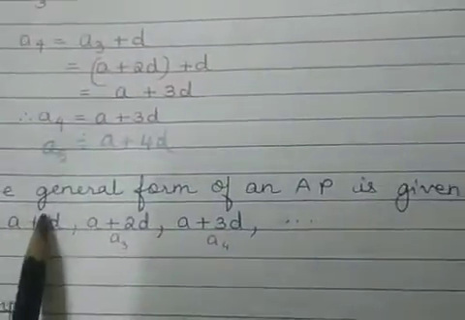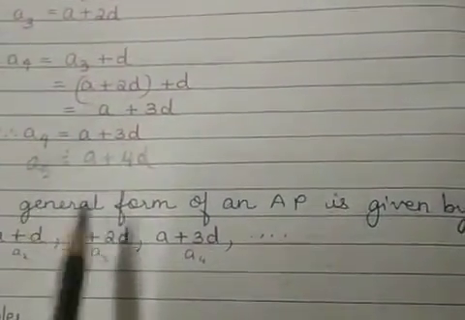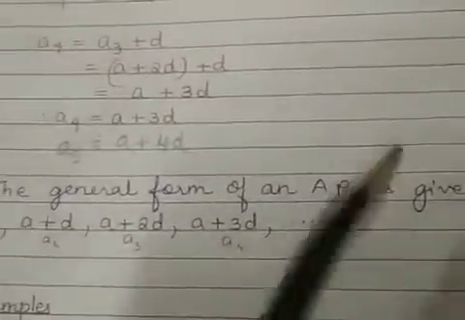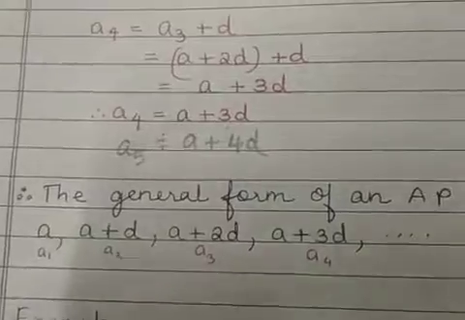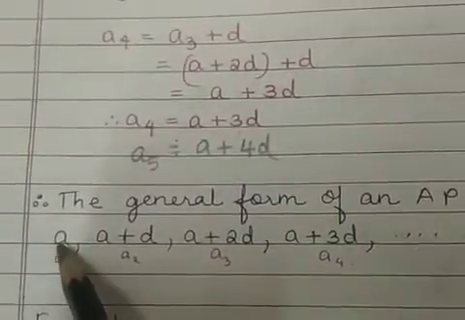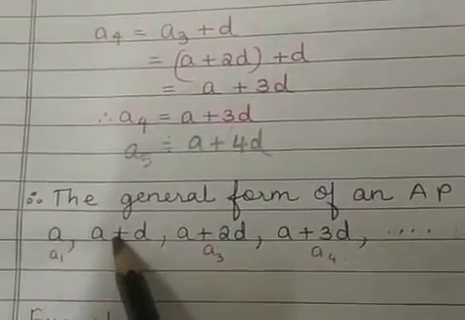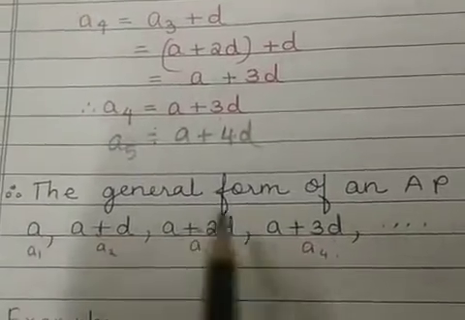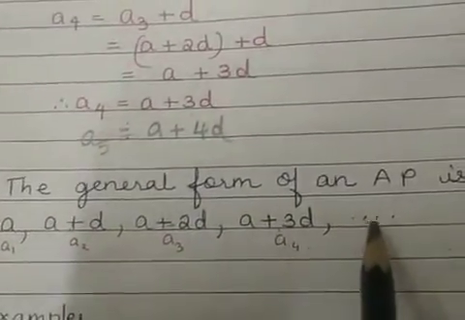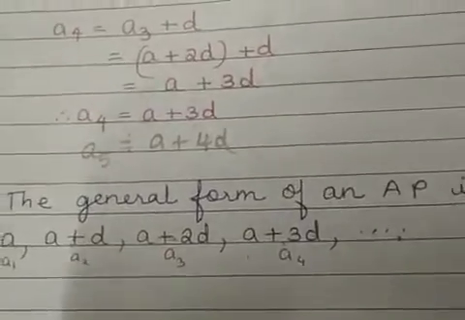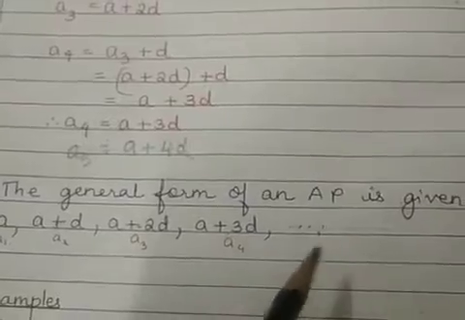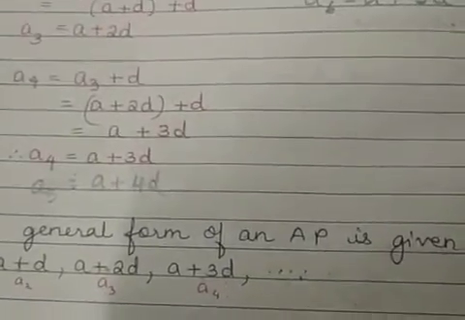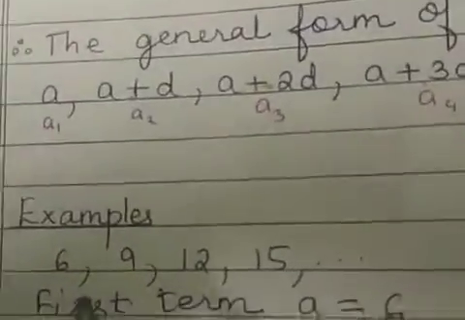So if I want to write the general form of an AP, the terms are a1, a2, a3, a4 and so on. I have denoted the first term as a, so it will be a, a plus d, a plus 2d, a plus 3d, a plus 4d and so on. So this is how we can write the given AP in the general form. Now let us see some examples. Look at the first example.